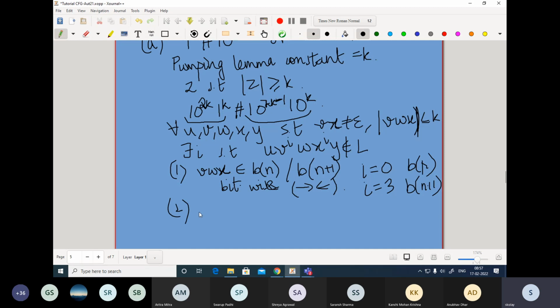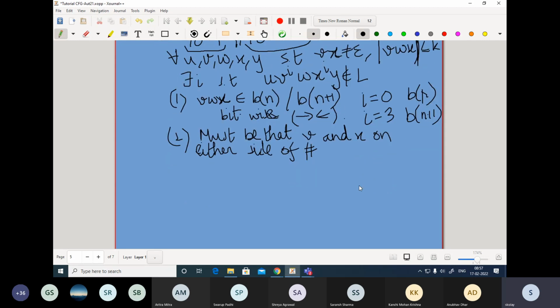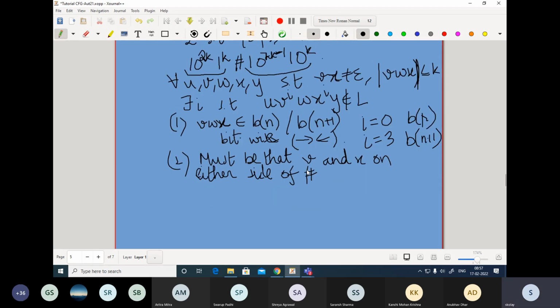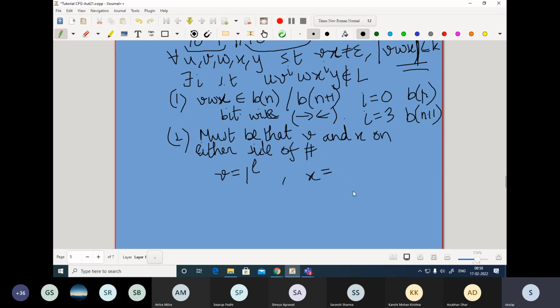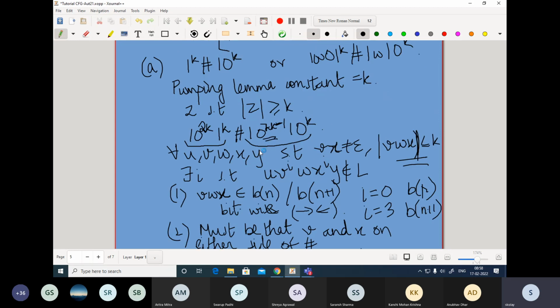Okay. Next, you're saying it must be that v and x are on either side of hash, because otherwise if I pump up, then I will introduce more hashes and that will just violate the form of the strings. Okay, so now what happens? Now, if v and x have to be on either side of hash, then because of the length, I know that v is of the form 1 to the L1 and x could be of the form 1, 0 to the power L2 or 0 to the power L2. These are the two things that x could be, because I have enough zeros here so that x cannot go into this portion.